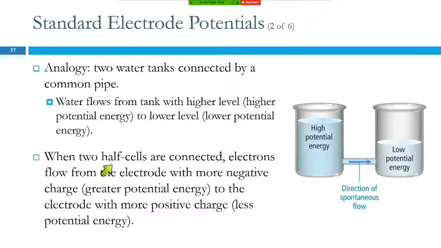When our two half cells are connected, the electrons will flow from the electrode with more negative charge. That has greater potential energy. Remember, the more negative it is, the more the electrons want to get away from it, right? They're going to flow from the more negative one to the one with a more positive charge. It may have a positive charge, the electrons are attracted to the positive charge, or it may just be less negative. And the electrons are like, well, this is really negative over here, this is very repulsive to me, I'm going to go over to the other side, it's still negative over there, but not as bad, right?